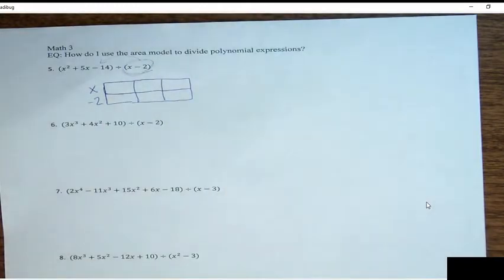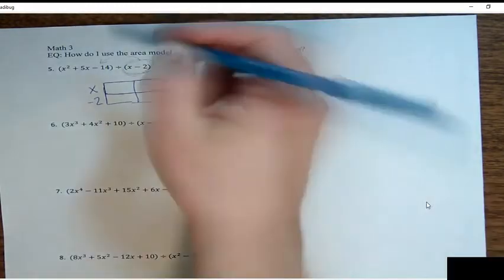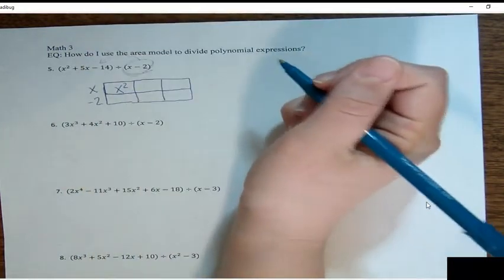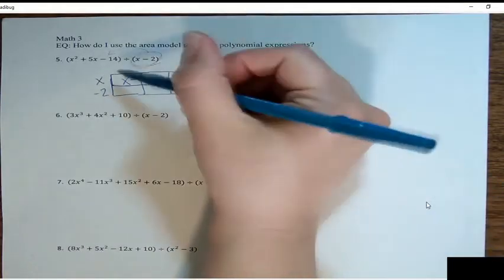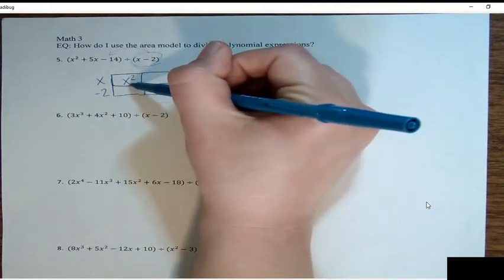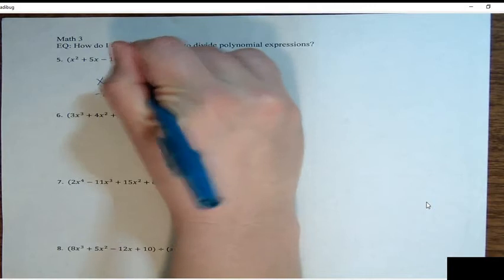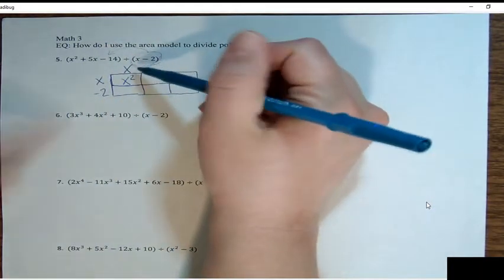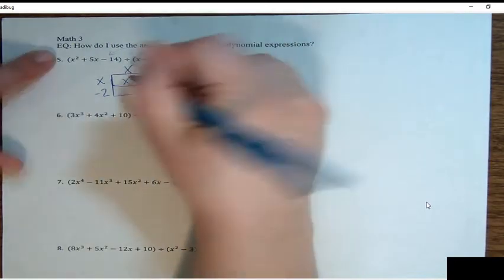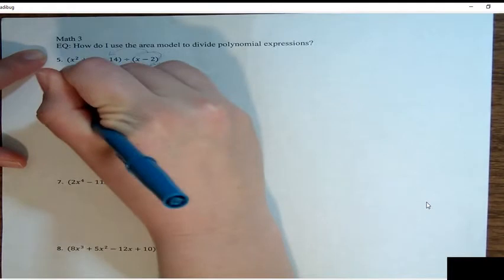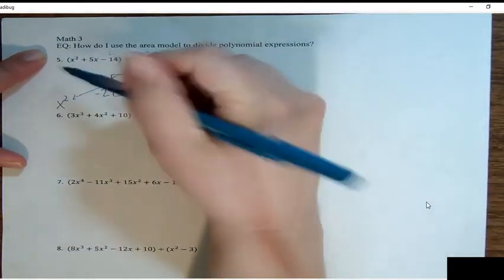Okay, so the first thing you want to do, again, is take this x squared and put it in our first box. Now we ask ourselves, what do we have to multiply by x to get the box on the inside? So x times x should give me x squared. This is our first diagonal and also our first term, x squared. So we've got one piece of our dividend ready to go.